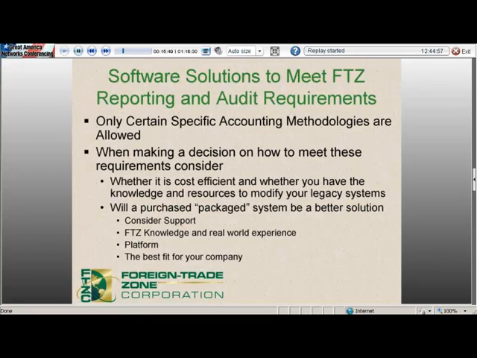The other choice is purchasing an off-the-shelf system or a package system. If that's a better solution, some things you need to consider: one, you want to make sure it's compliant. You want to consider support. You want to consider the FTZ knowledge and real-world experience that the designers of the software have to help the programmers. You also want to consider the platform and what's the overall best fit for your company.